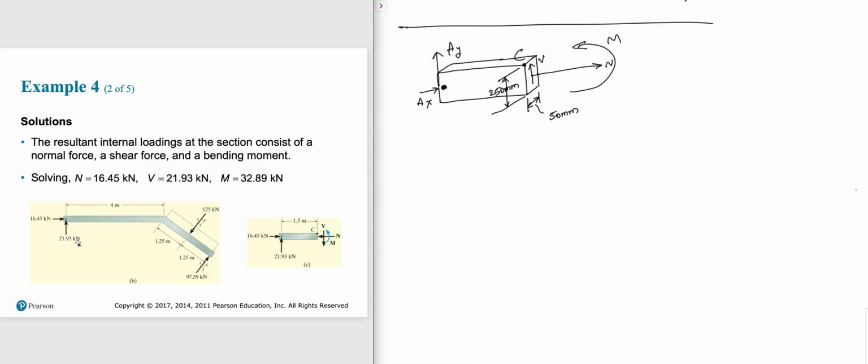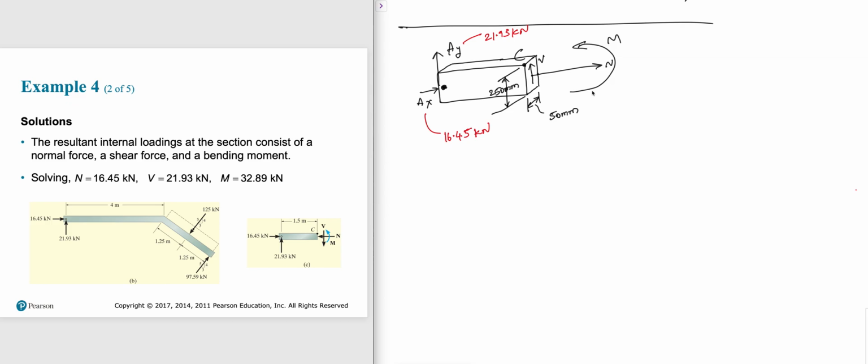Now we got AX. AX is 16.45 kilonewton. AY is 21.93 kilonewton. So pretty much we plugged in those both, and then now we can find what is V, right? What is N, what is M.